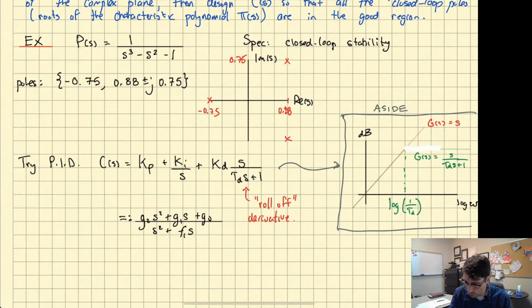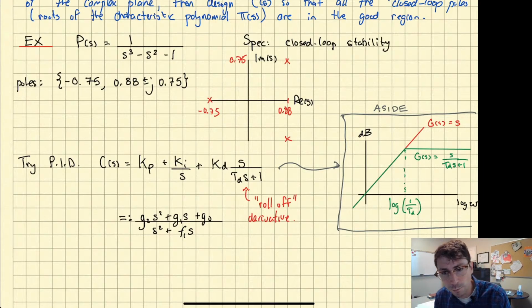Because you now have an extra design parameter, this tau d, that you can play around with, an extra knob you can tune to get your controller to do its thing. Yeah, so these are practical issues related to PID, which you probably may have seen in your third-year course.